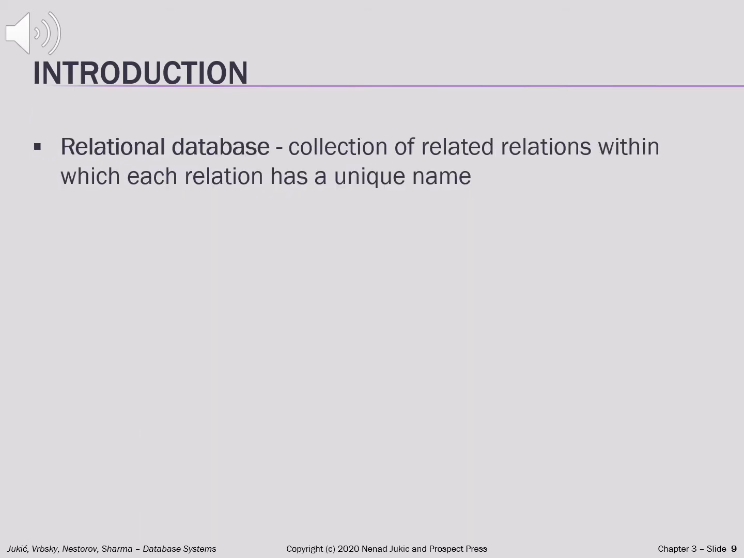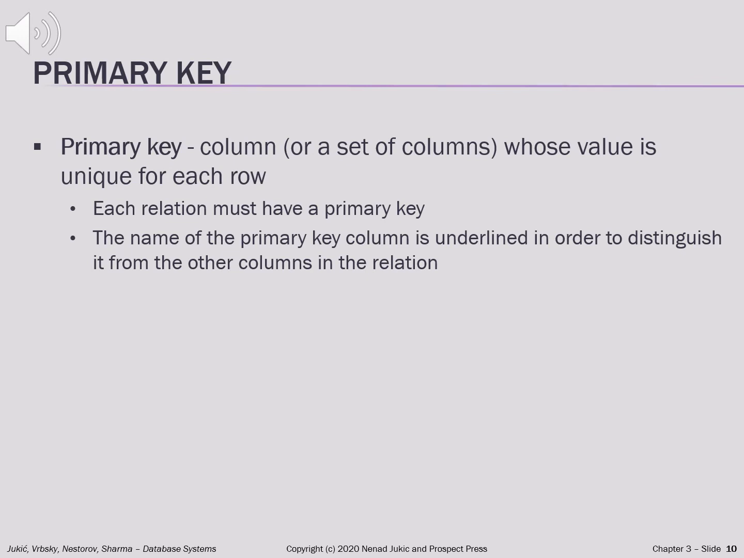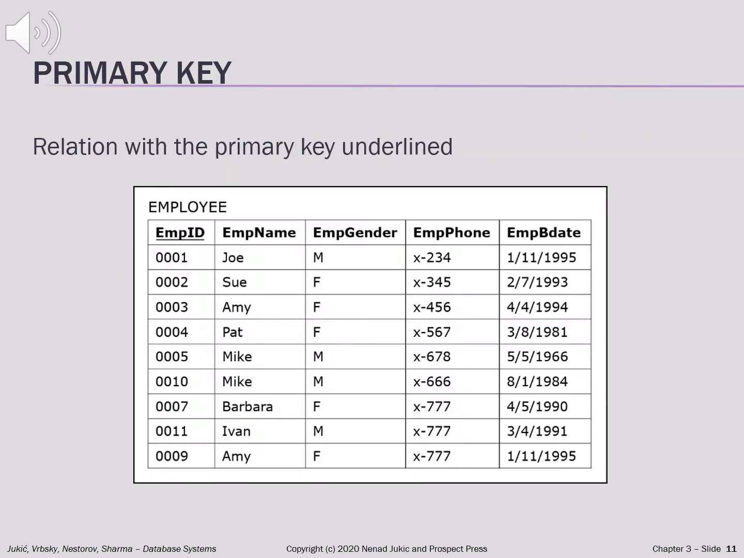A relational database is a collection of related relations within which each relation has a unique name. A primary key is a column or a set of columns whose value is unique for each row. Each relation must have a primary key. When relations are depicted, in each relation, the name of the primary key column is underlined in order to distinguish it from the other columns in the relation. Here we see a relation with 5 columns, where the primary key column Employee ID is underlined. Note that all values in the column Employee ID are unique.